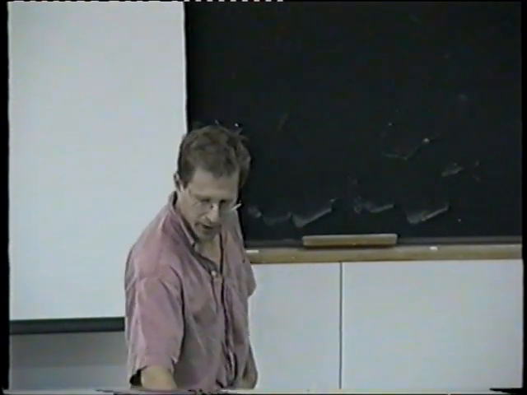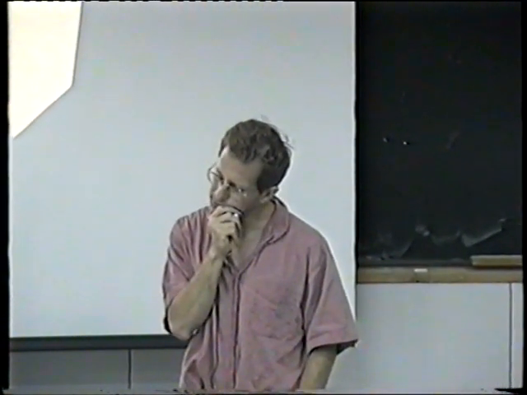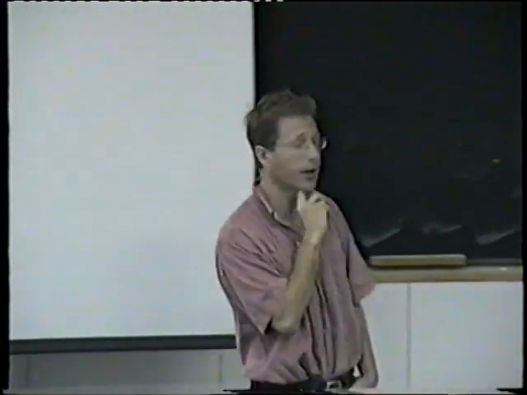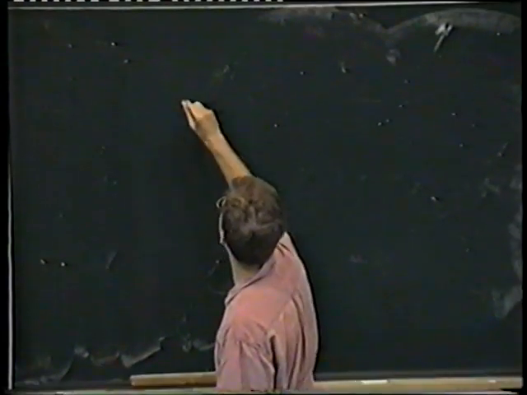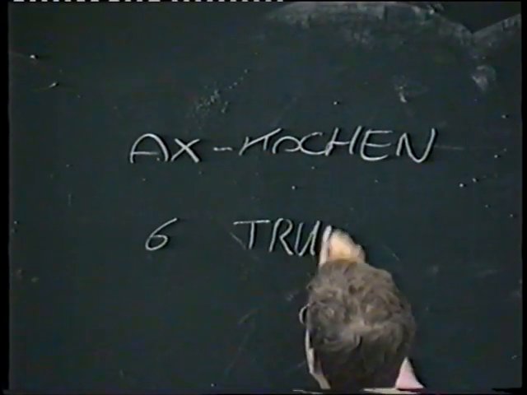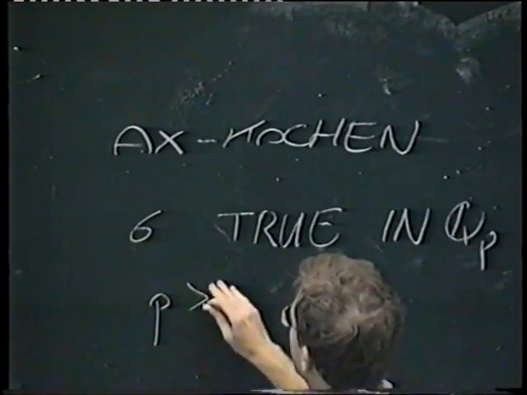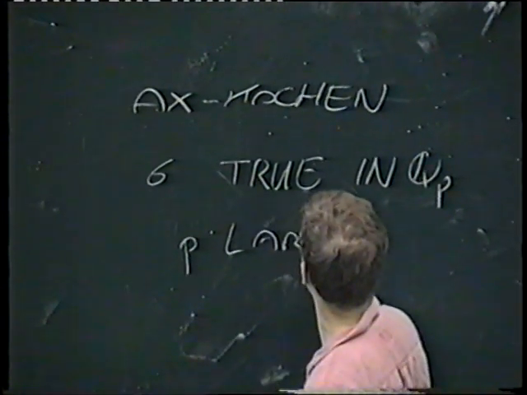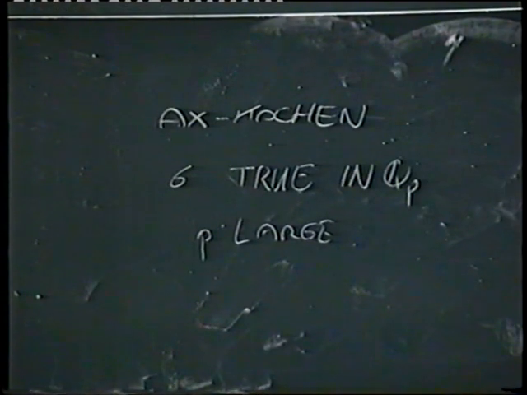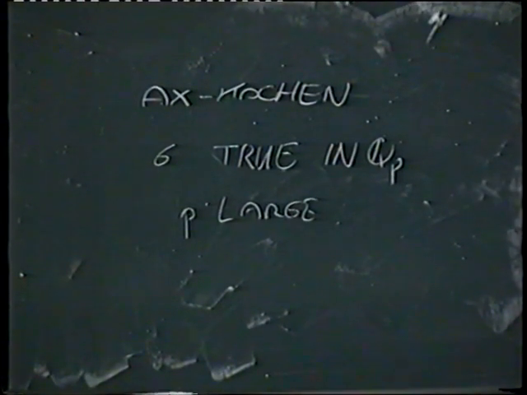Well, I'll mention some other applications which came later, after all. So one famous one is the Ax-Kochen theorem. It doesn't actually matter what it says. It says that some sentence, which was conjectured by Artin, is true in the p-adics for large p. It's asymptotically true. Actually, Artin conjectured that it was always true, and that's false. That came later, but the correct statement is that it's asymptotically true.